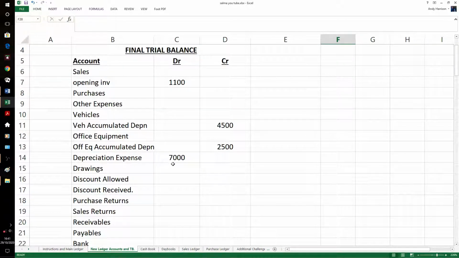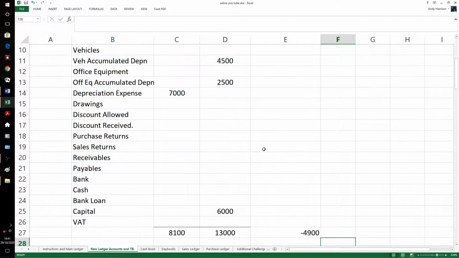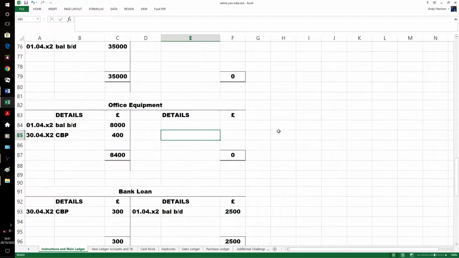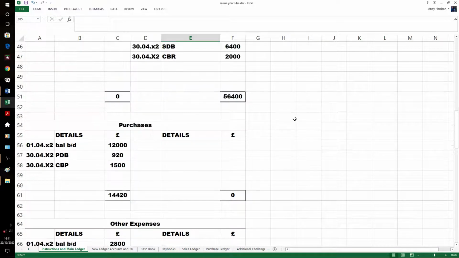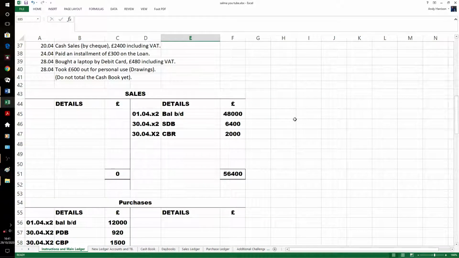I've worked out that there's a depreciation expense of £7,000, of which £4,500 is on our vehicles and £2,500 is on our office equipment. So those I put in. The £6,000 capital won't change. There's no point in worrying about that one too much. Now we just need to work out the rest of the accounts. Now I'm not going to waste time where there's only items on one side of an account. I'm not going to waste time on video balancing off simple accounts.